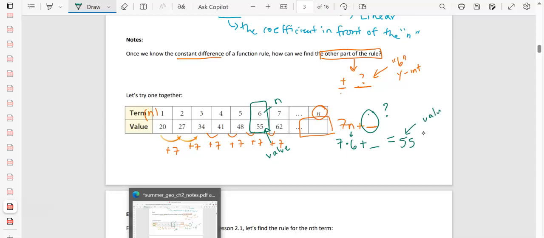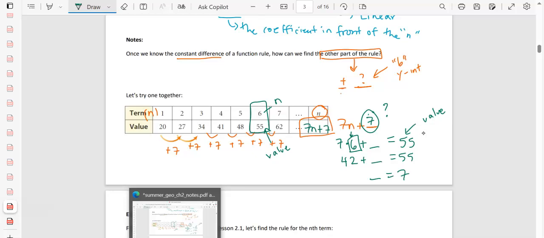So this is where the value goes. It goes in the equals, and this is where the n goes. So now I'm just going to do a little arithmetic. If you wanted, you could put a variable here. You could put a b, because that again is what it is if we think about it as a linear function. If we subtract 42 from both sides, our quote blank is 7. So 55 minus 42 is 7. And so our general rule is 7n plus 7.